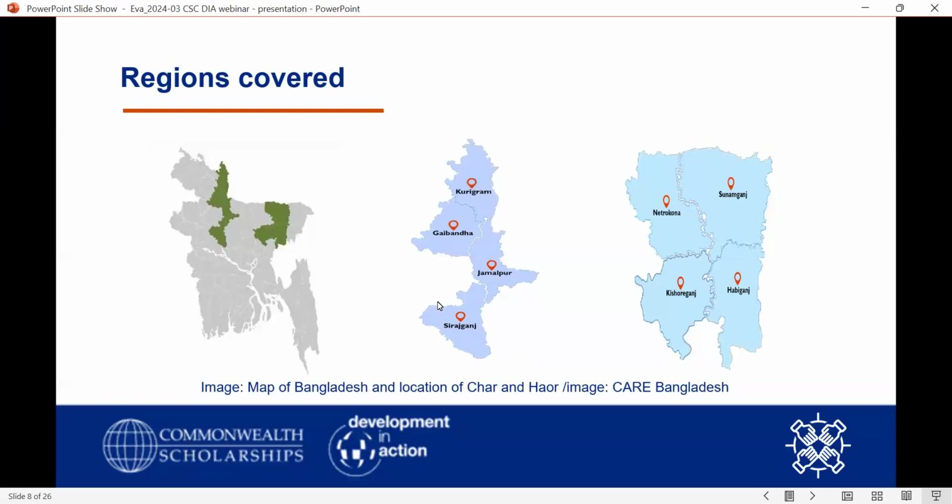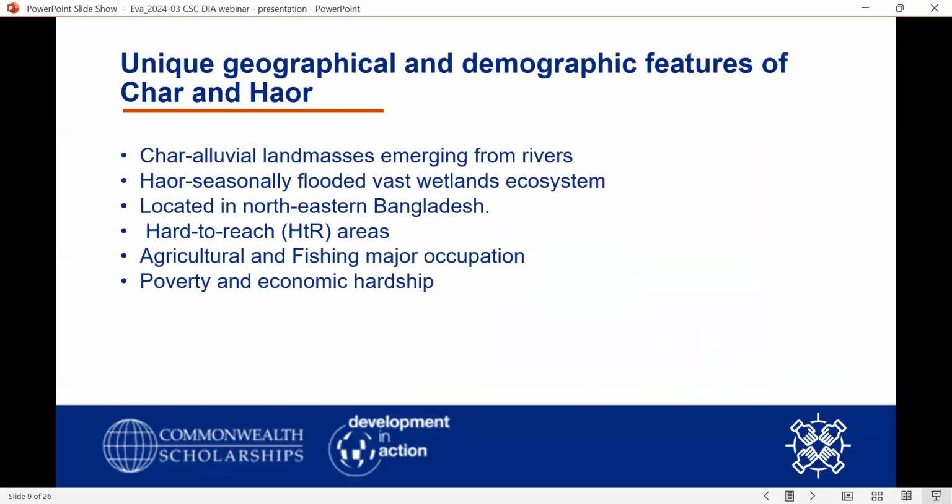These are the Char areas: Kurigram, Gaibandha, Jamalpur, and Sirajganj. These are the 4 Char districts we work in. And then this part is the Haur: Netrokona, Sunamganj, Kishoreganj, and Habiganj. These are the 4 more districts. So in total, my project SHOUHARDO III Plus works in these 8 districts. These are all very remote. Now I will discuss why these Chars and Haurs are so remote.